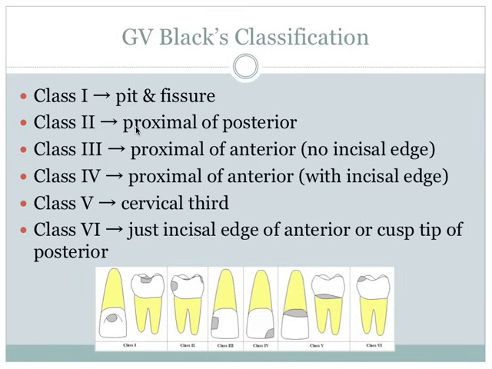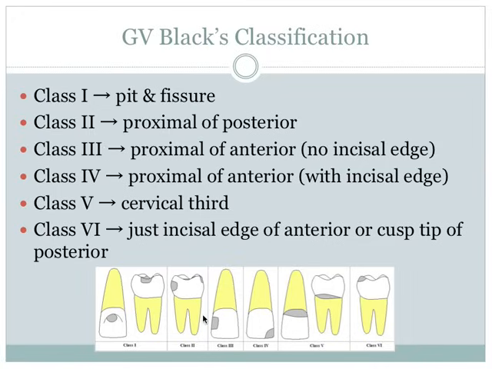Now class 2 involves the proximal surface of a posterior tooth. So if you had a mesial surface that had some decay and you also included the occlusal surface, that would be considered like a class 2 restoration. It could also involve both proximal surfaces, so it could involve mesial and distal, and then the occlusal connecting the two. That would also be a class 2 restoration.